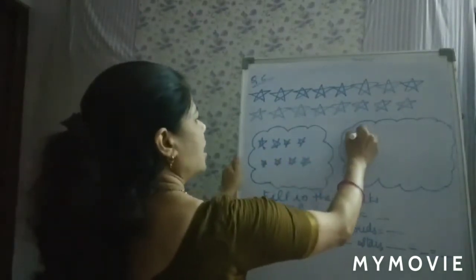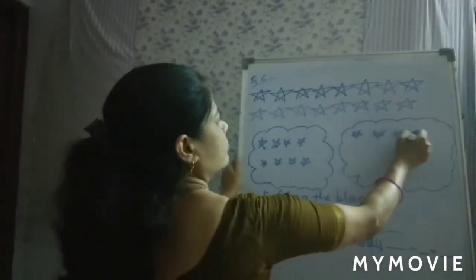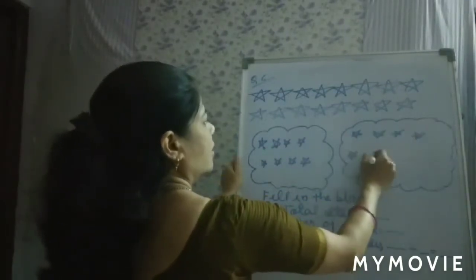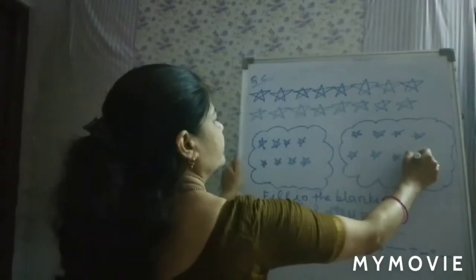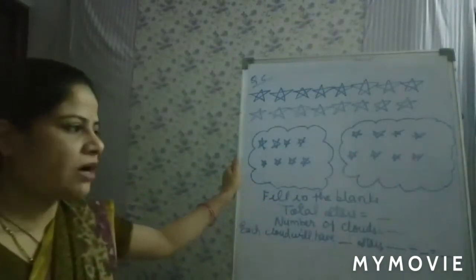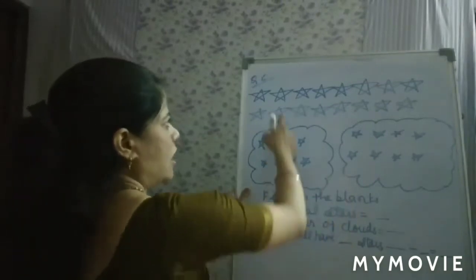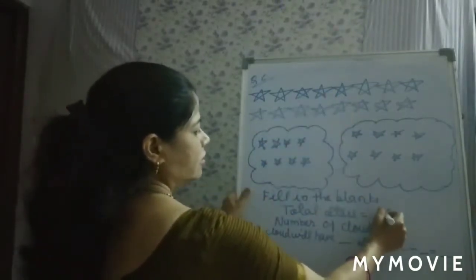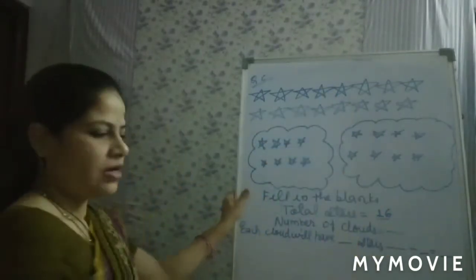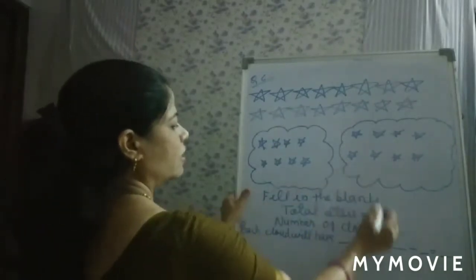And 8 stars in another cloud. Okay, now you have to fill the blanks. Total stars. How many stars are given in the question? 16. Number of clouds. How many clouds? 2.